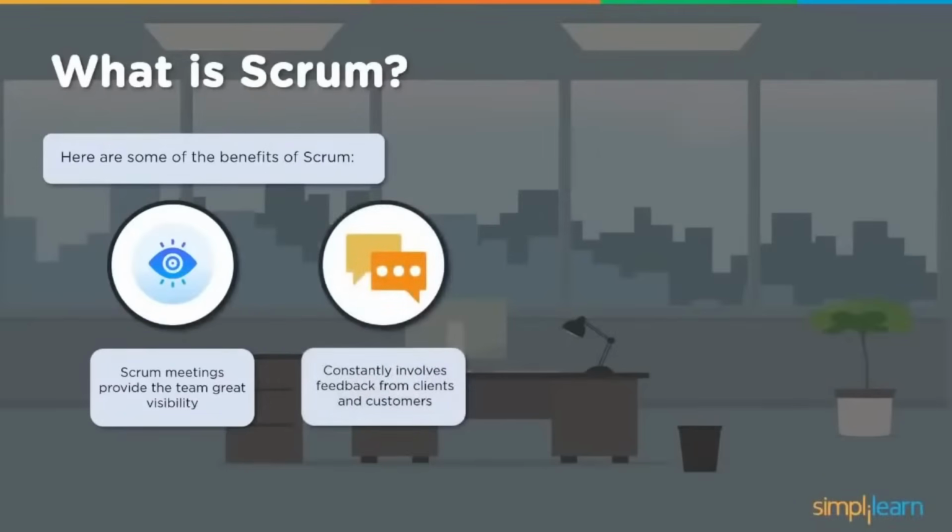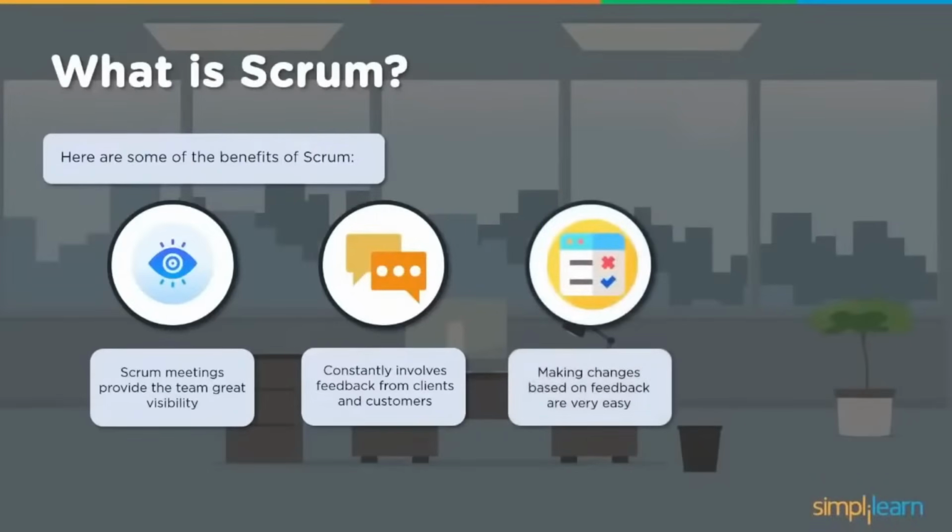Constantly involves feedback from clients and customers. As I mentioned earlier while discussing Agile, active involvement of a customer is very essential. So the customer should give feedback whenever a working piece of the application or product is given. Only then can we know whether the product or module that is created has the features and functionality which help in fulfilling the necessary requirements. Then making changes based on feedback is very easy because everyone is informed and aware of what is being changed and what needs to be changed.